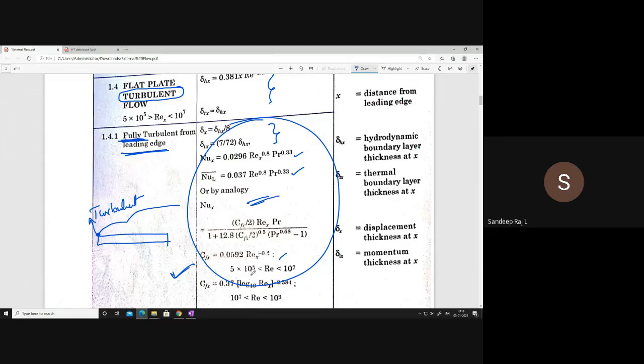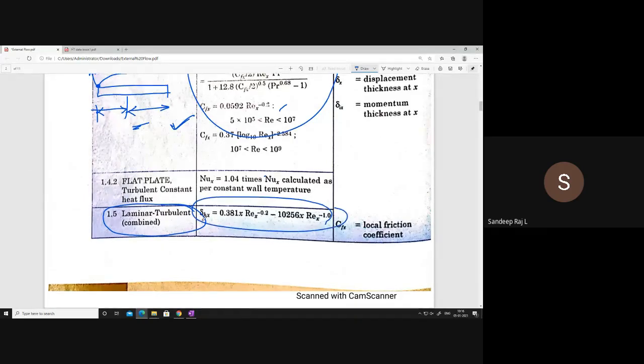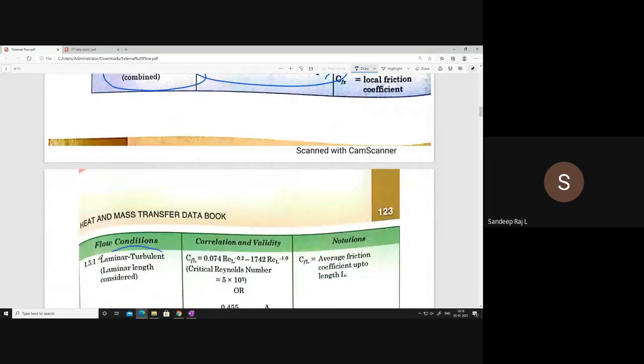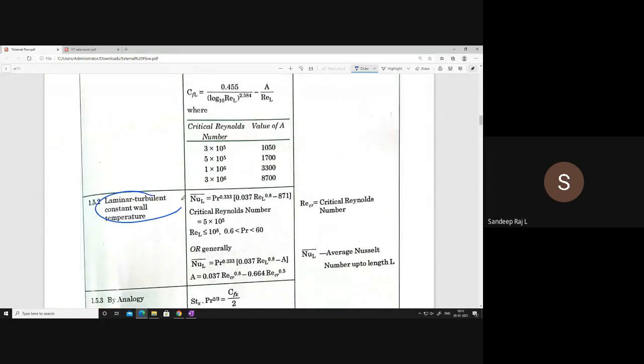If the given flow is of this kind, you will use this particular thing. But in some cases the flow will be laminar in the beginning and turbulent towards the end. To consider this effect, you have to make use of these laminar turbulent combined formulas, considering the laminar length. These are the formulas that you are having. So kindly note this.